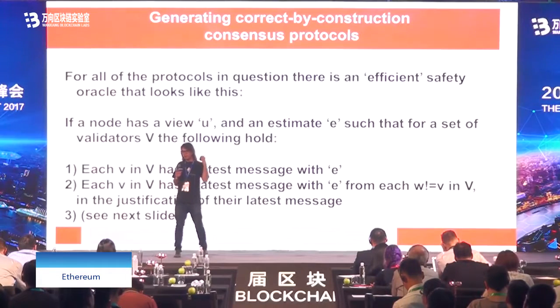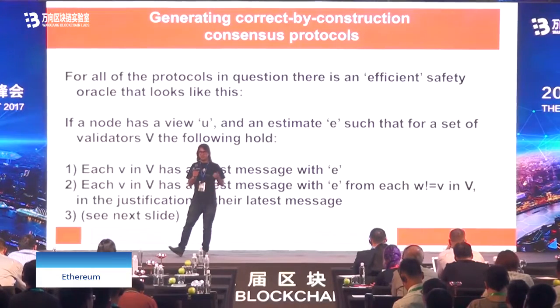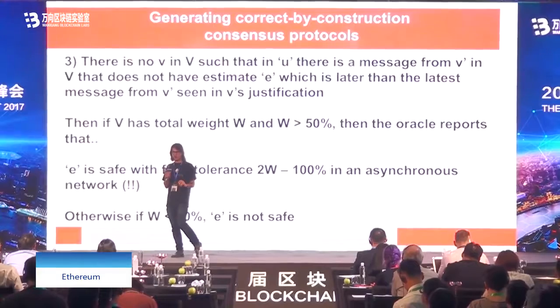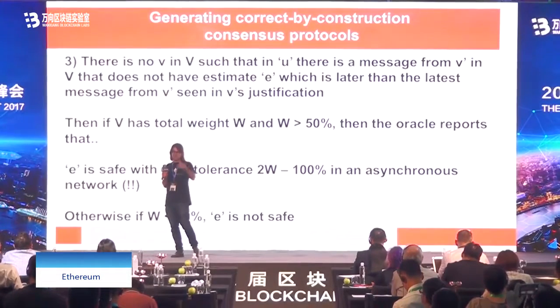So the properties are: each of the validators in the set have a latest message with this estimate that we're trying to say is safe. Each of them see from each other a latest message with that estimate. And there's this third property. It's a little bit more complicated. It basically says that in the view which we're trying to say is safe or not.